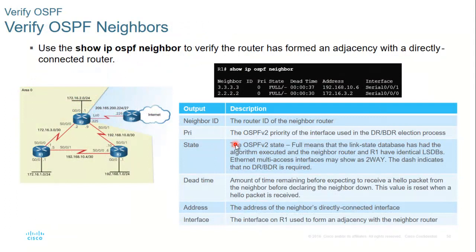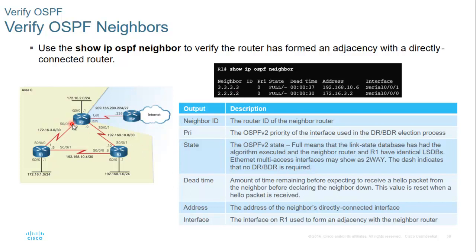Now we are going to learn how you verify who your neighbors are. Show IP OSPF neighbor. This will show you who your neighbors are. This is done in R1. So who are the neighbors of R1? We have R2 and we have R3. Here, the neighbor ID tells you the router ID of that neighbor.